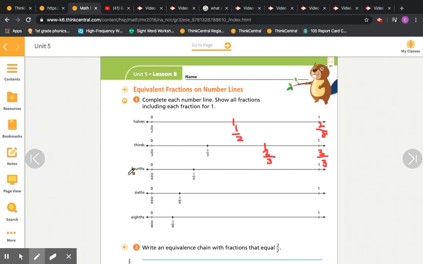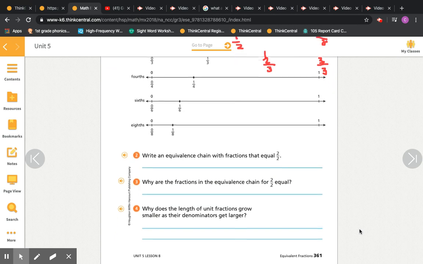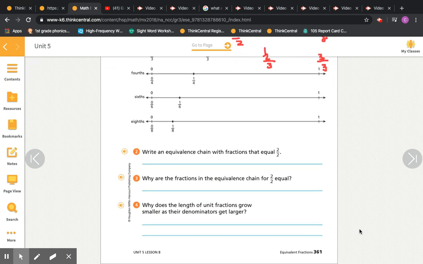All right, your job is going to be to do the next ones. Now here you're going to be dividing into fourths, and it's already giving you 0/4, 1/4. So I'm guessing that you need to do 2/4 here, 3/4 here, and then 4/4 is going to be the fraction that's located at number 1. Okay, then you're going to be dividing into sixths and then into eighths. And when you are done, this is going to help you answer the next questions 2, 3, and 4.